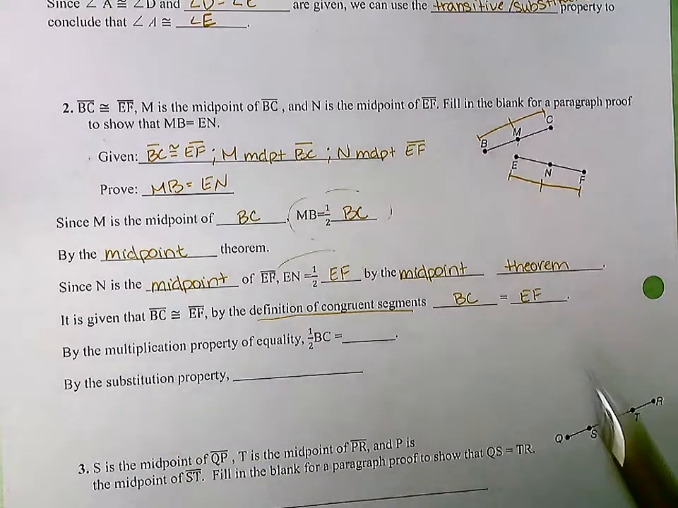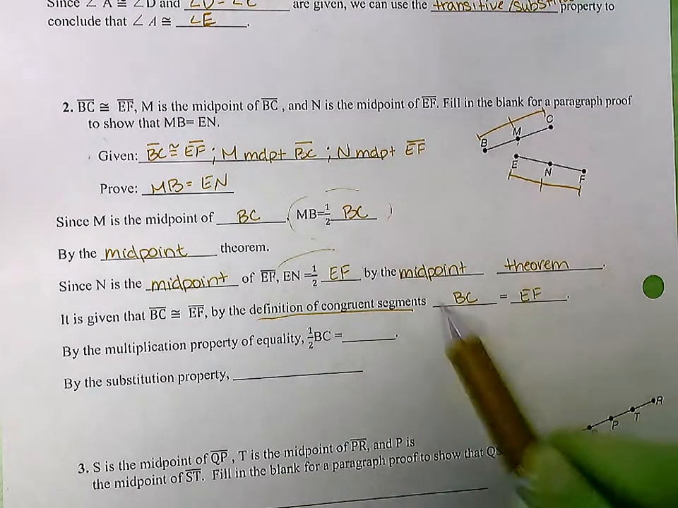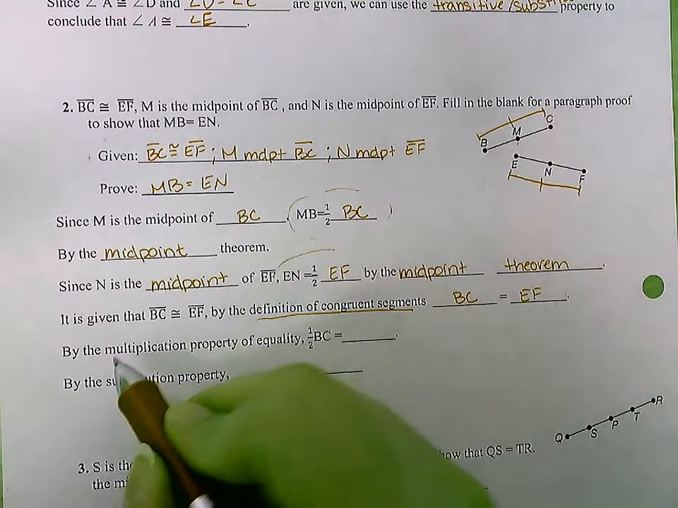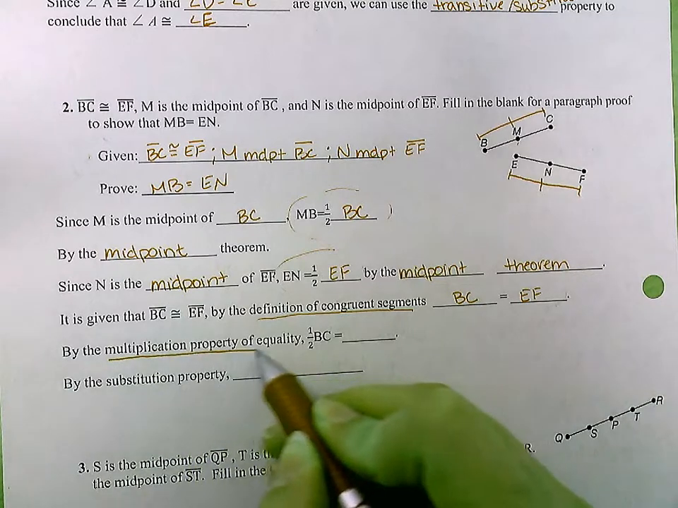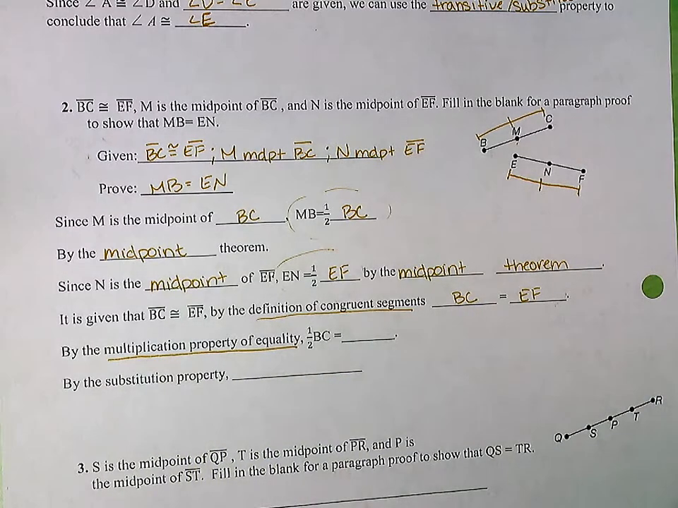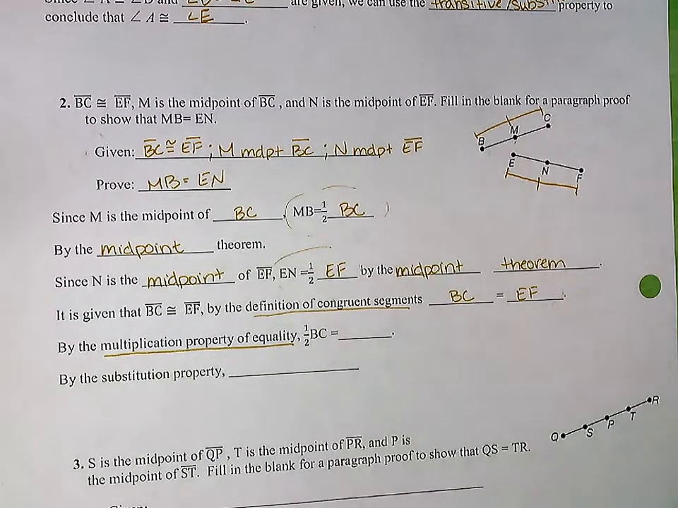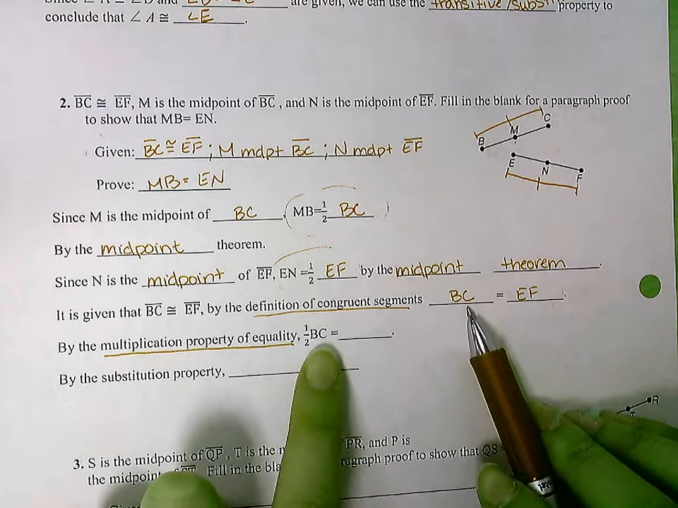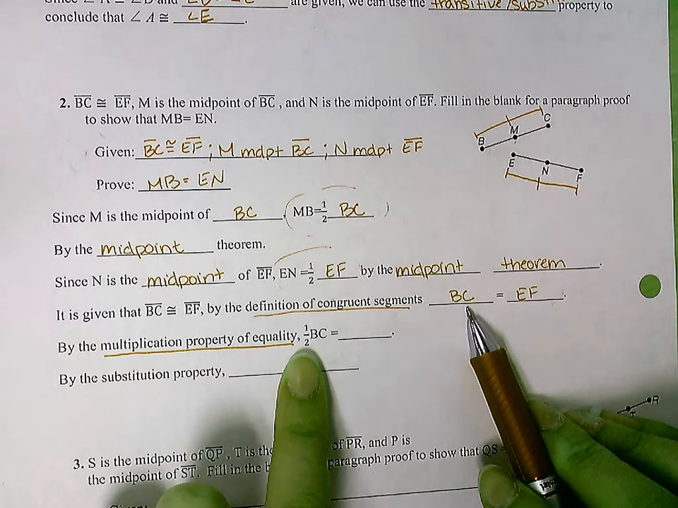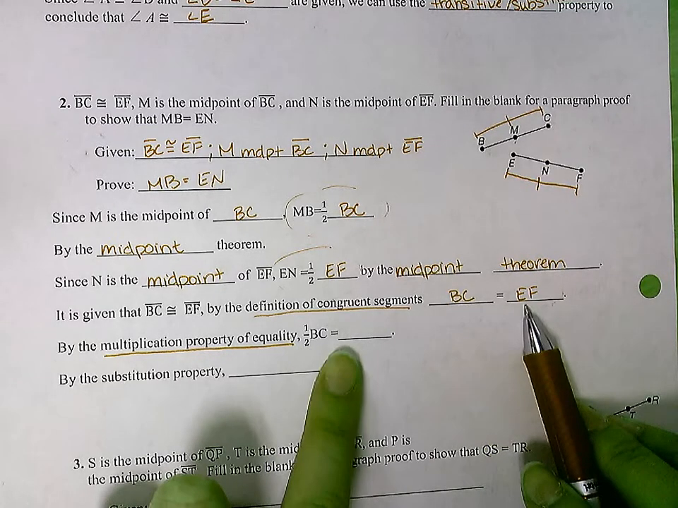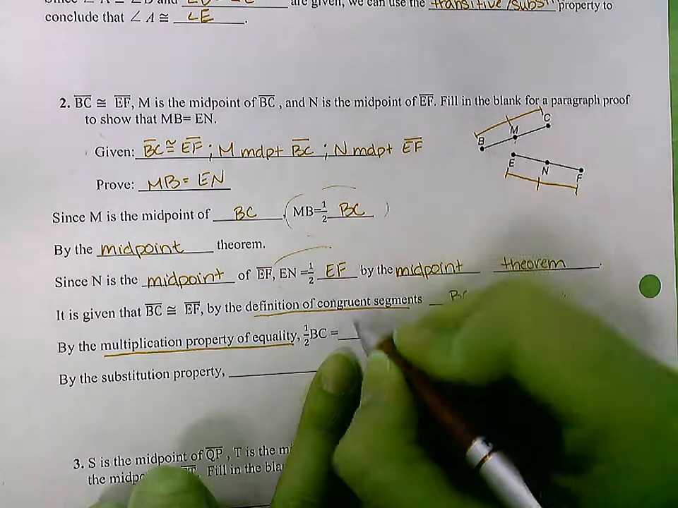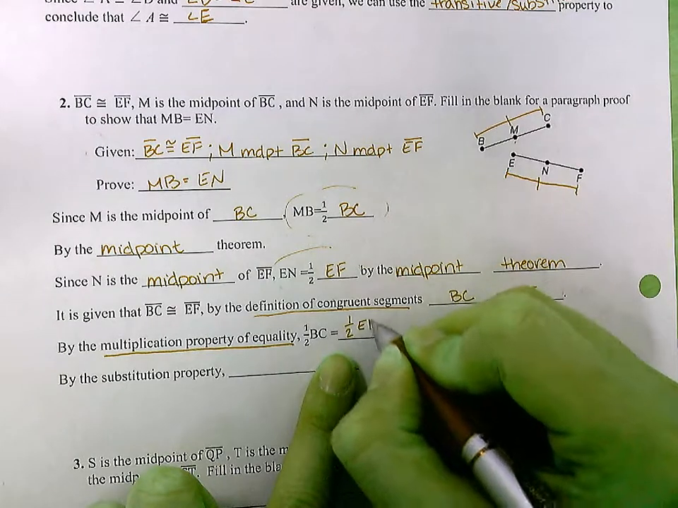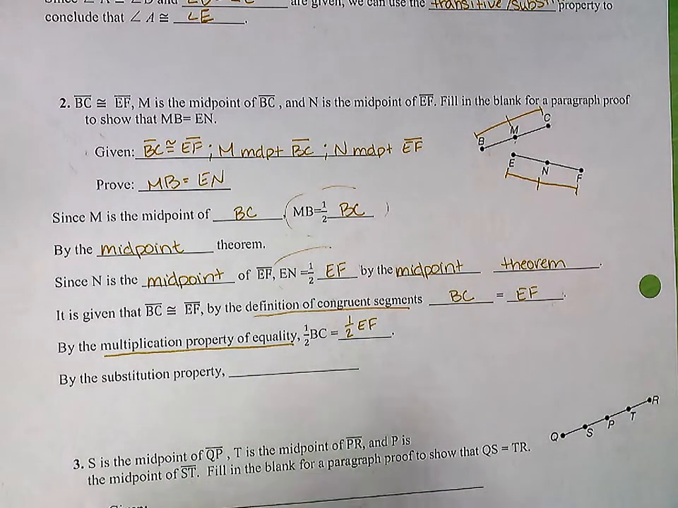Okay, next I'm going to use this statement here, BC equal to EF, and I'm going to use the multiplication property of equality. If I'm using that property, that means I'm multiplying the same thing to both sides. In this statement I had BC, now I have 1/2 BC. So I also have to multiply EF by 1/2 to get 1/2 EF.